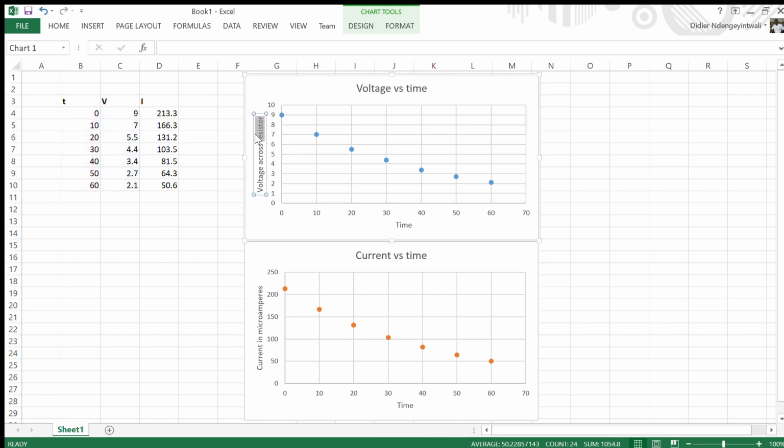So I'm going to click on this, double click in volts. So that's it. They both decrease, the voltage decreases and the current decreases as time goes by.